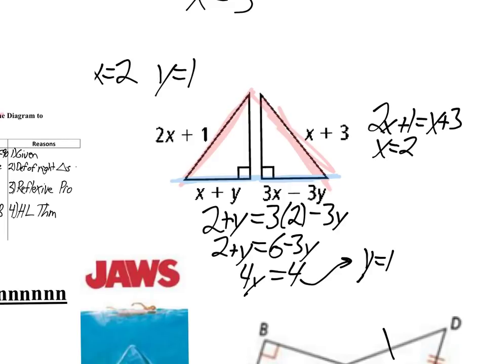Everybody should have gotten the same thing. If not, go back, double check your math, make sure you didn't make a simple mistake somewhere. Make sure that you set your hypotenuses equal to each other and the legs equal to each other. You can't switch and swap them together. It has to be hypotenuse equals hypotenuse, leg equals leg.